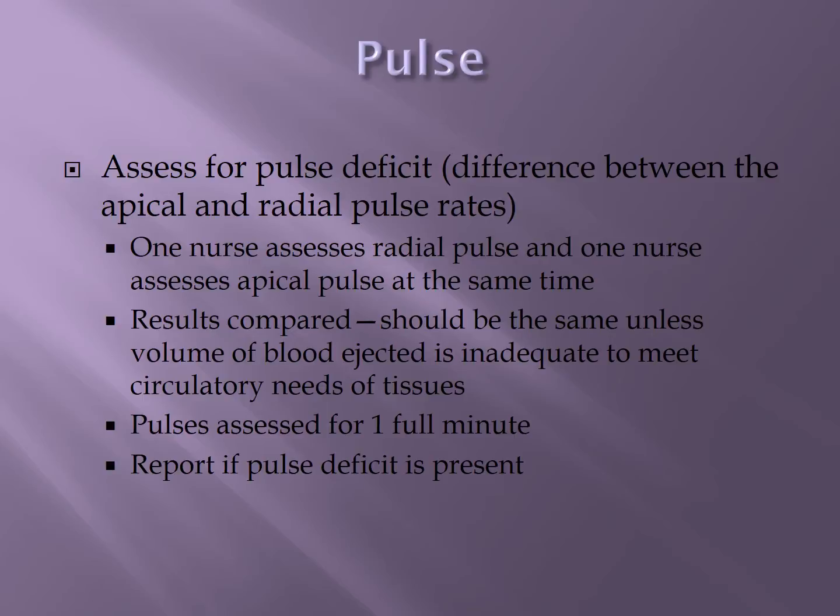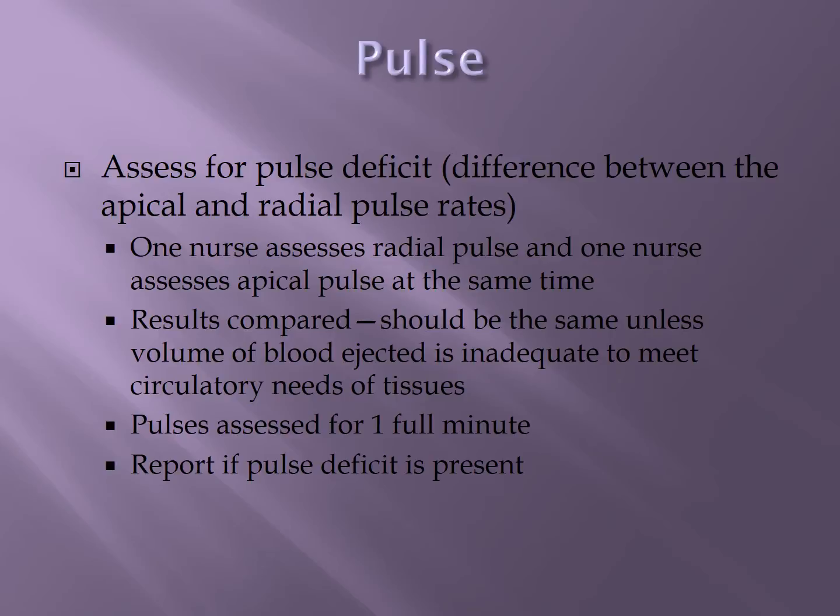With the assessment for a pulse deficit, it requires 2 nurses. One nurse is going to be responsible for placing the stethoscope at the apex of the heart. The other nurse places her hand over the radial artery to be able to count the radial pulse. They use the same clock or watch, and they start at the same time. Each one counts the pulse for 1 full minute, and then afterwards they compare the results.